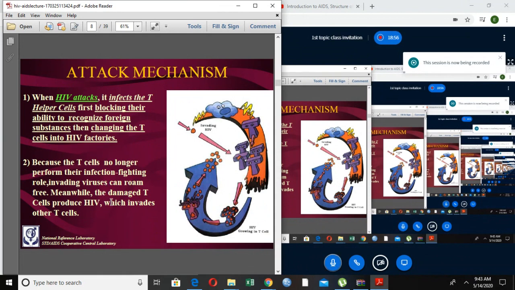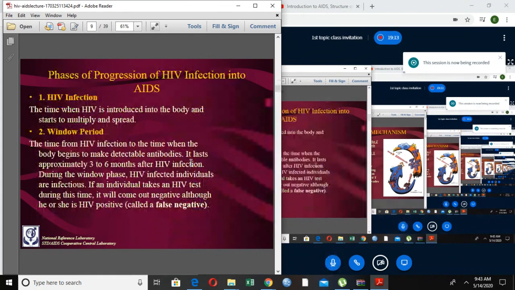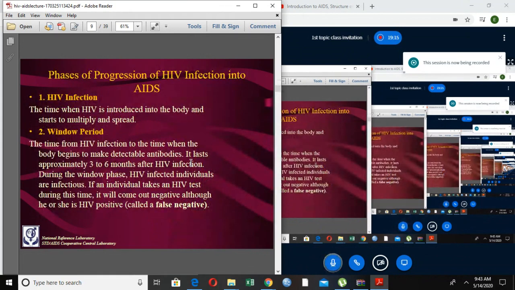Meanwhile, the damaged T cells produce HIV, which invades other T cells. So by housing the HIV, the T cells, of course, have already been destroyed. So this HIV will multiply and hence infect other T cells. Yeah, I hope now we've been able to see how infection occurs.